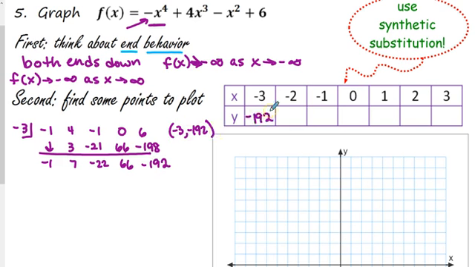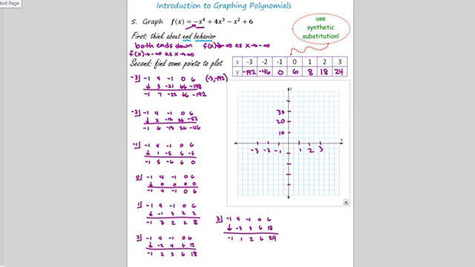Now I'm going to pause and find the rest of those values just so you don't have to spend the time watching me find them all. You can also find some of them for yourself to practice this technique. Okay, so what you see now is that I've done all of the synthetic substitution to find all of those y coordinates, those function values, and now I'm going to plot the points.